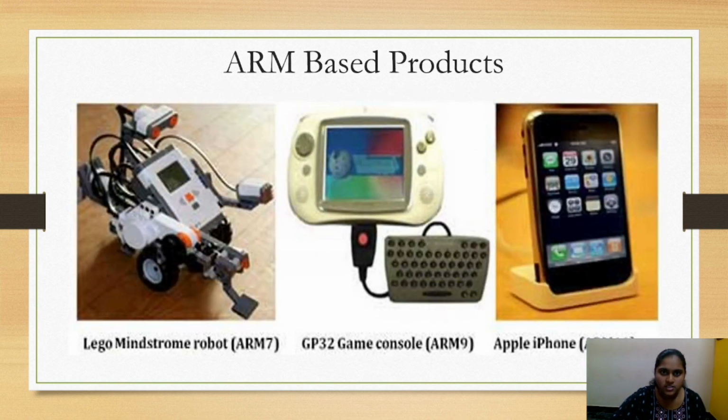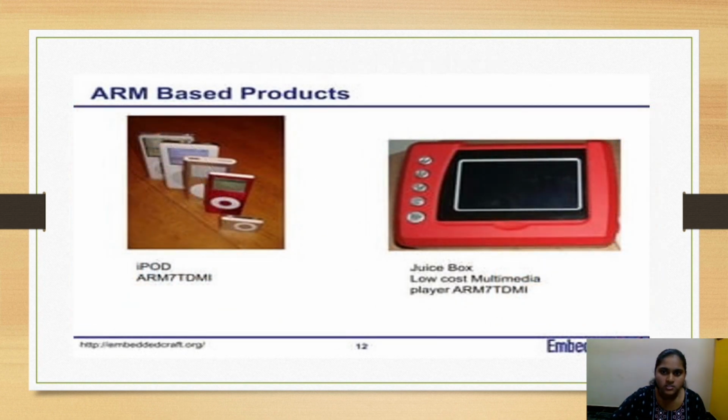Here are some of the examples of ARM-based products. The first one is the Lego Mindstorm Robot ARM7. The second one is the GP32 game console ARM9. And the last one is the Apple iPhone ARM11. Here are some more products: iPod ARM7 TDMI, Juicebox low-cost multimedia player ARM7 TDMI.